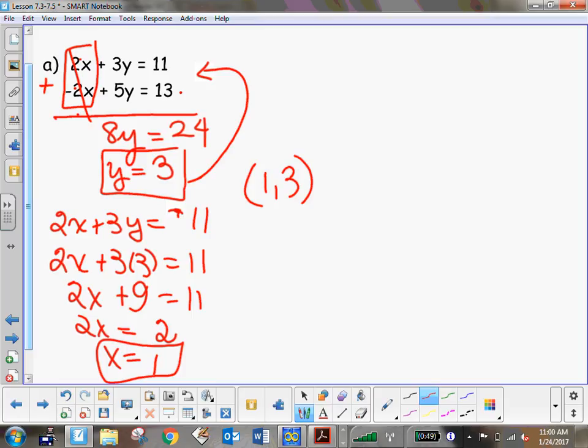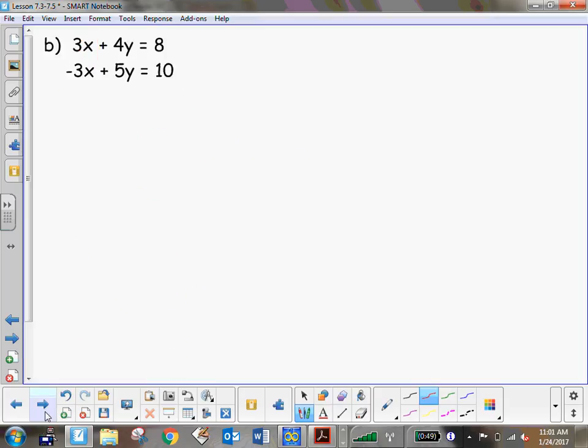Like if my y's had the same coefficients with sign changes? Absolutely. Of course, you are not guaranteed to always eliminate the x. You eliminate the variable where the coefficients are the same except for the signs. Okay? Let's do another one, and let's see if we can see this pattern.